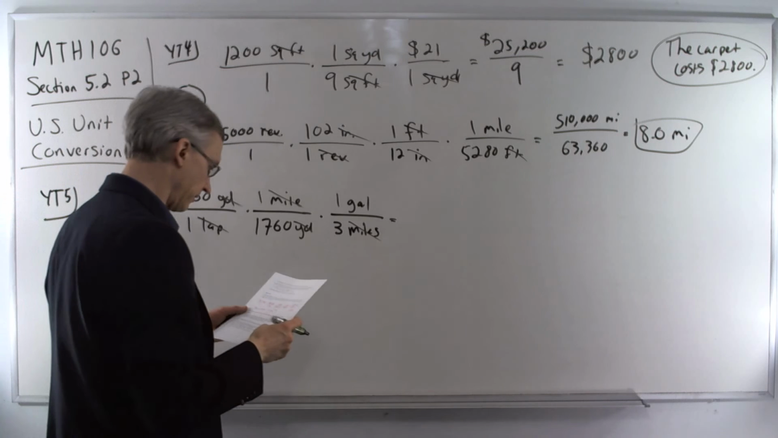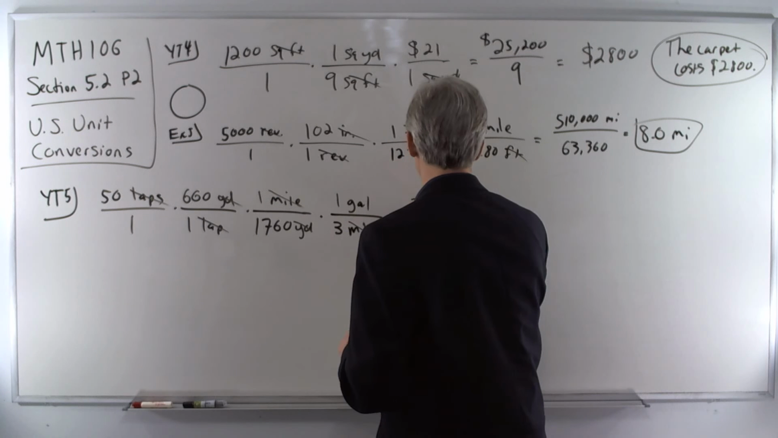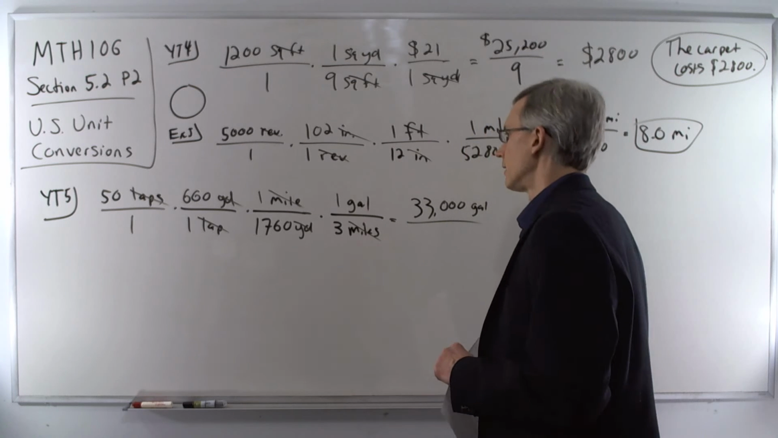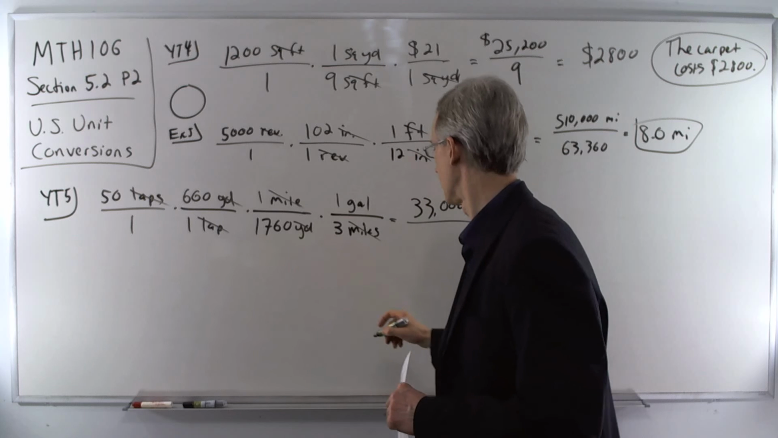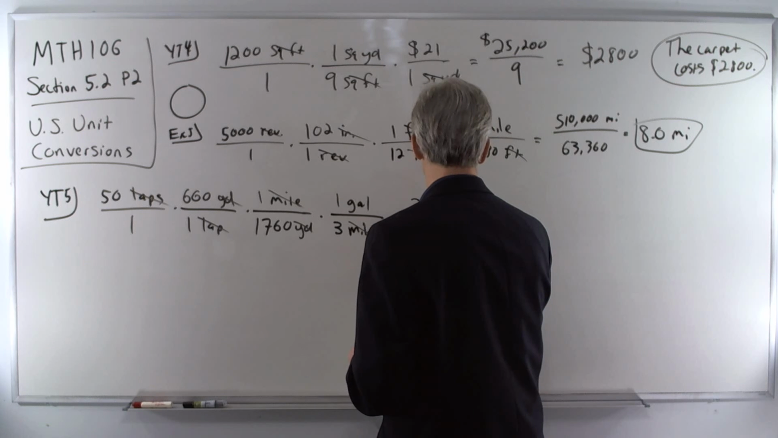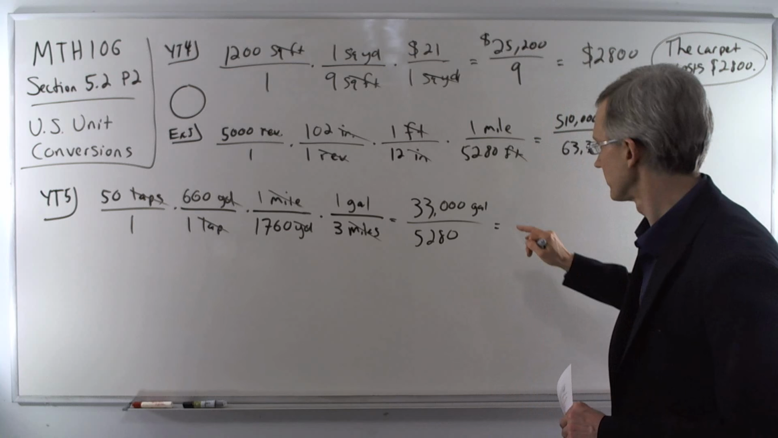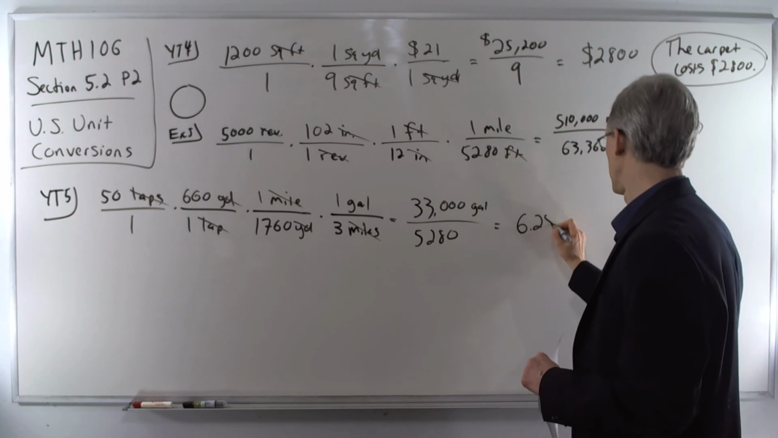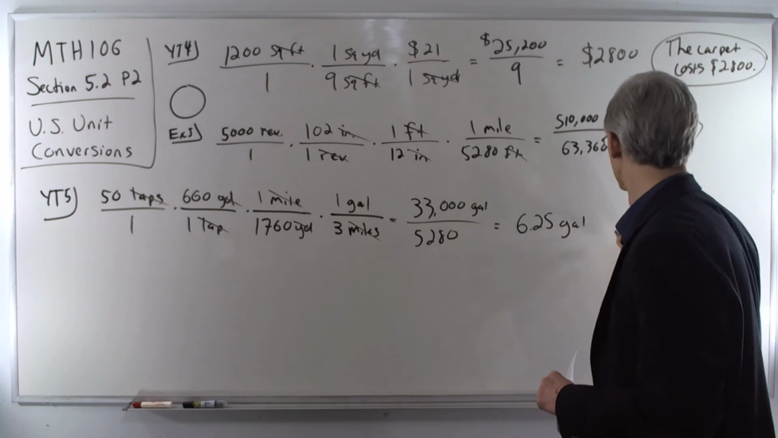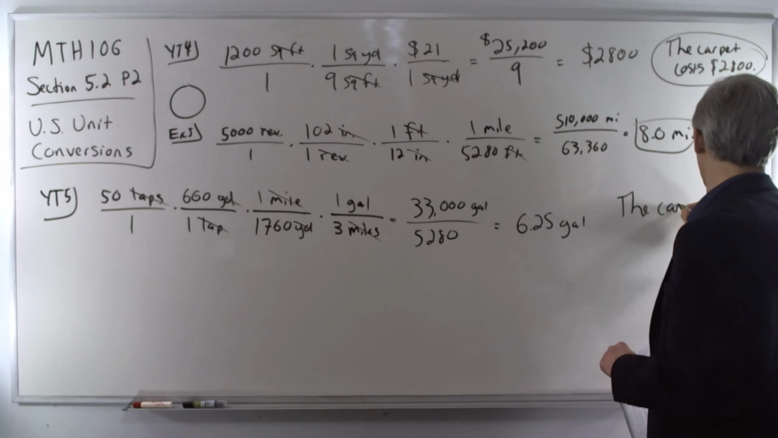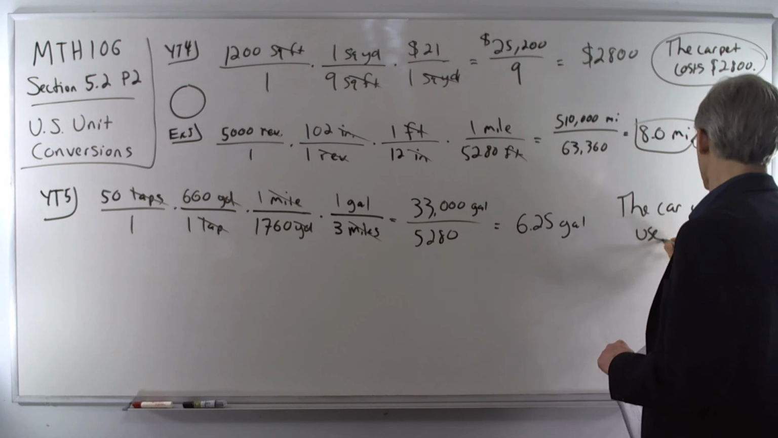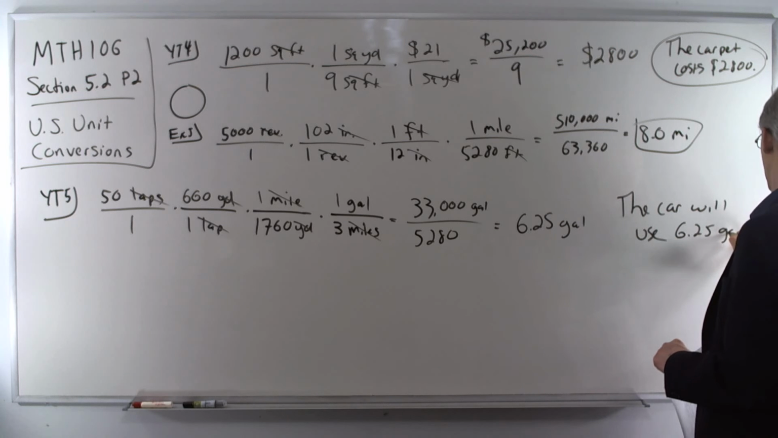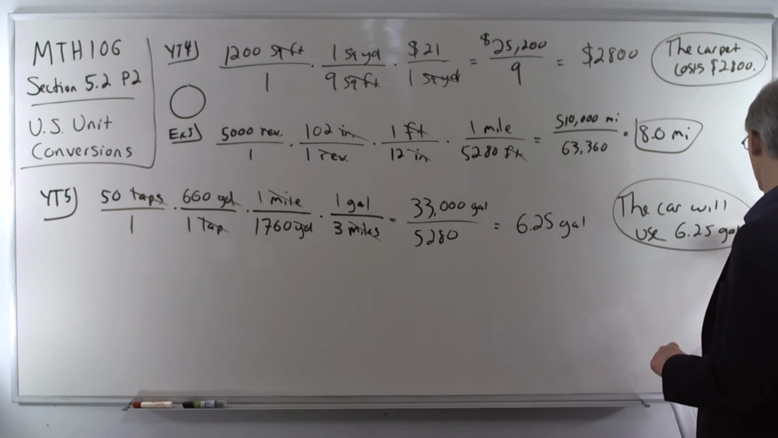50 times 660. That gives us 33,000 on top, gallons. And on the bottom, 1760 times 3, that is 5,280. Finally, we'll divide 33,000 by 5,280 and get 6.25 gallons. So the car will use 6.25 gallons of fuel.